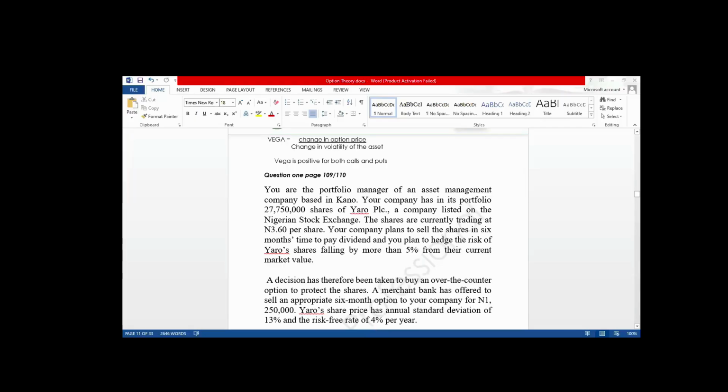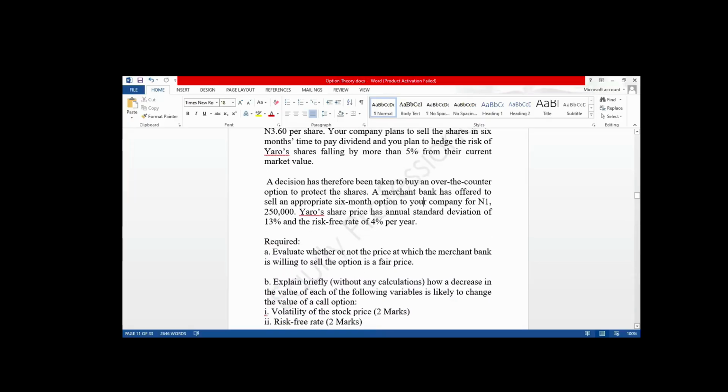Now the question is, you have to evaluate whether the price at which the merchant bank is willing to sell the option is a fair price. What we are trying to evaluate now is this 1,250,000 that the merchant bank is asking us to pay. Is this the appropriate price we are supposed to pay? Or is it more or less?